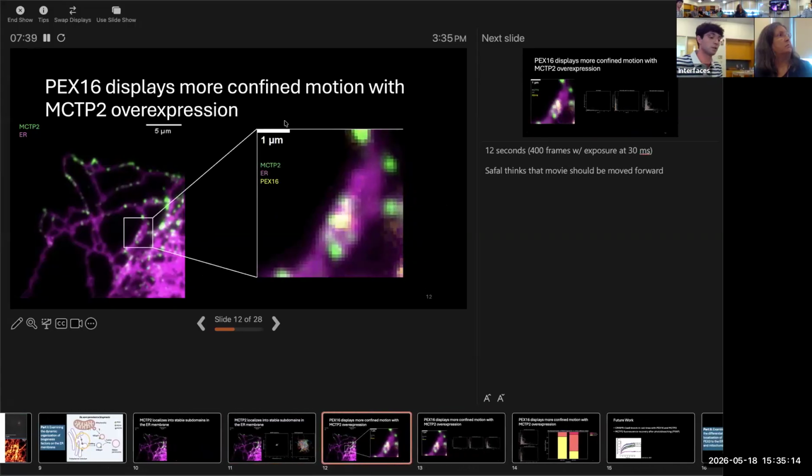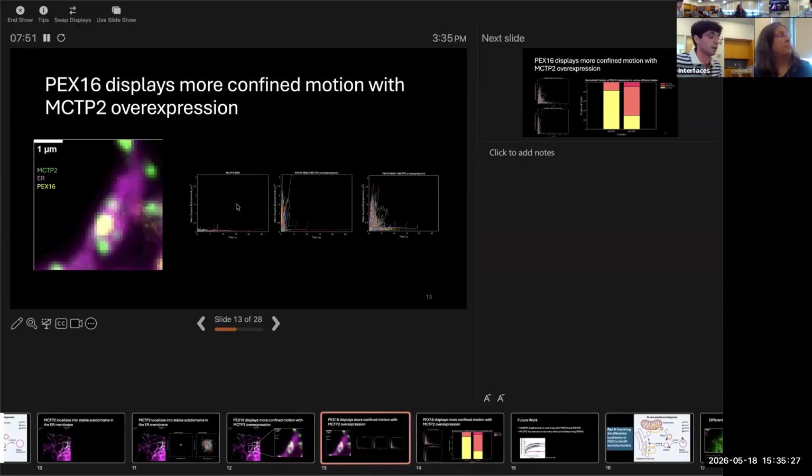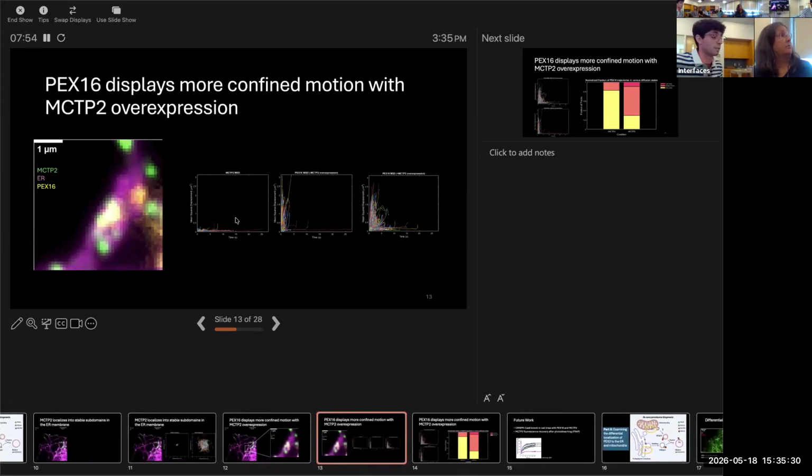And additionally, in these areas where we can see there's MCTP2 puncta here, we can see that PEX16, which is the yellow here, displays more confined motion. And so specifically, we can quantify this and show that PEX16 has more confined motion when MCTP2 is overexpressed.